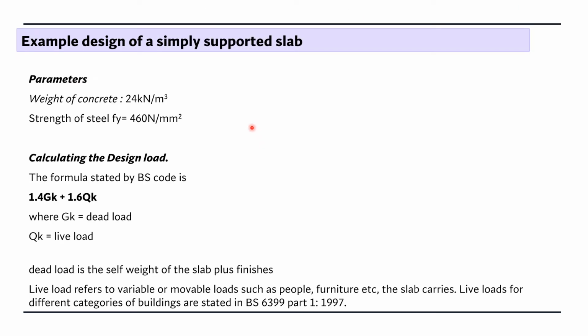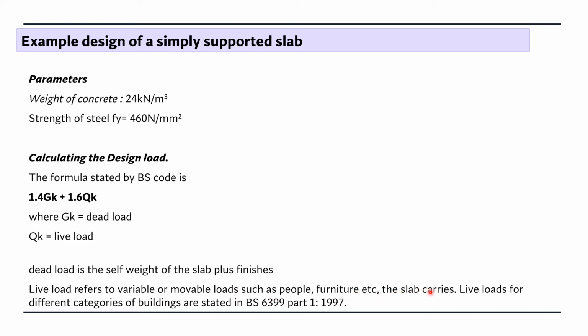Parameters. Weight of concrete is 24 kN per meter cubed, and strength of steel Fy is equal to 460 Newton per millimeter squared. Now calculating the design load. The formula stated by code is 1.4 GK plus 1.6 QK, where GK is dead load and QK is live load. Mind you, the BS code is available through a link in the video's description. So GK is equal to dead load and QK is equal to live load. Dead load is the self-weight of the slab plus finishes.